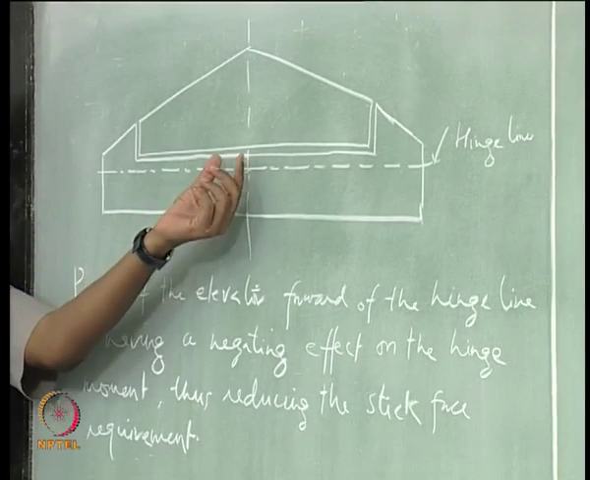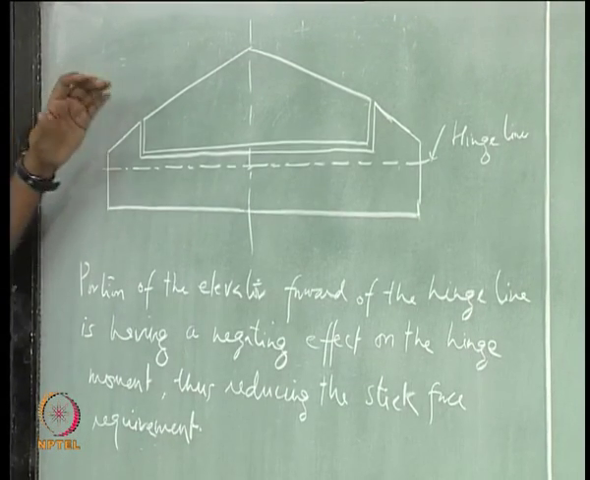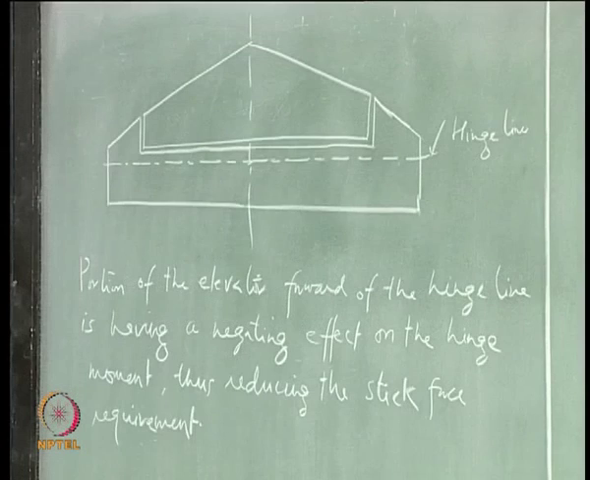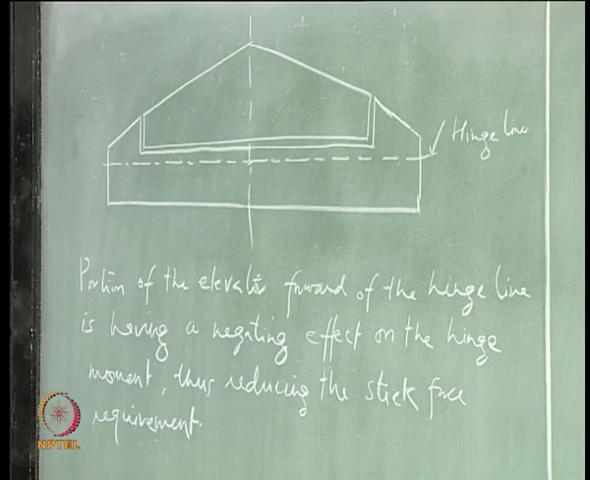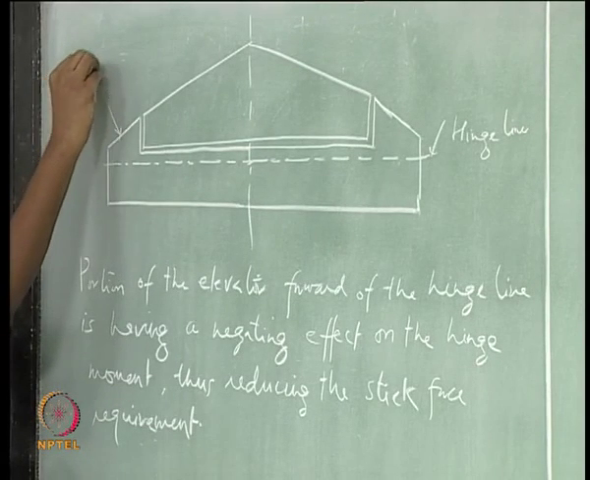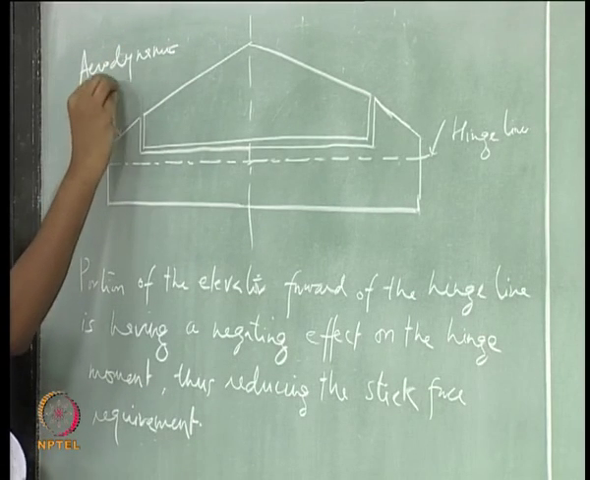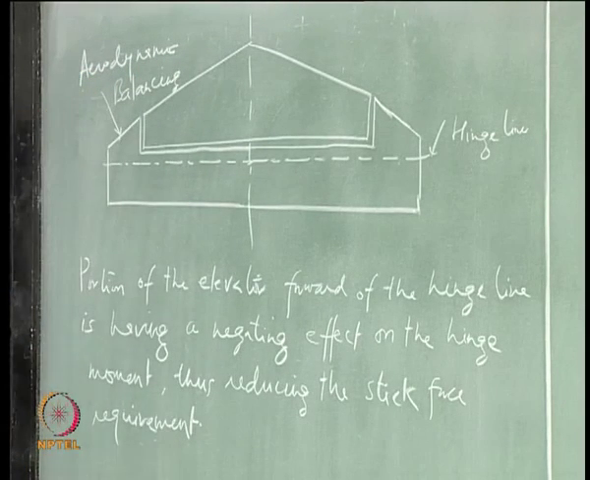So I have to decide how much surface I want forward of this hinge line on the elevator, because I want to reduce the hinge moment, because that will reduce the workload on the pilot, isn't it? So this sizing is called aerodynamic balancing. Okay, you can read this.